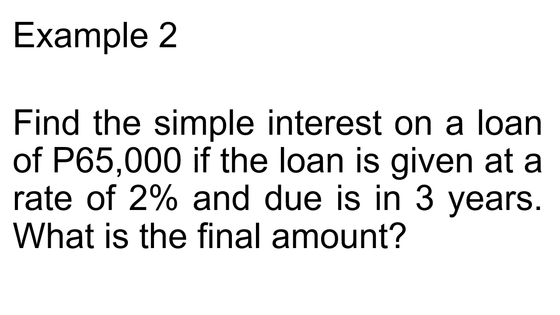Example number 2. Find the simple interest on a loan of 65,000 pesos if the loan is given at a rate of 2% and due in 3 years. What is the final amount? Again, this problem is asking for the simple interest and for the final amount. The given are 65,000 pesos, 2%, and 3 years.